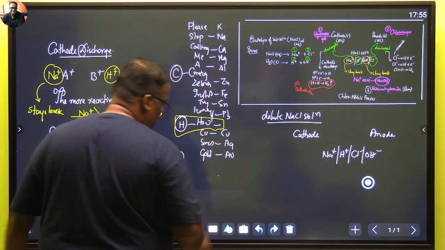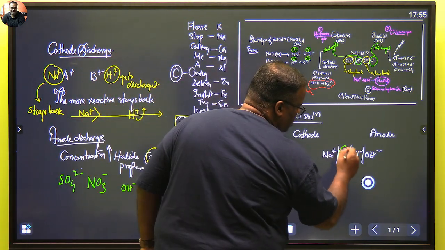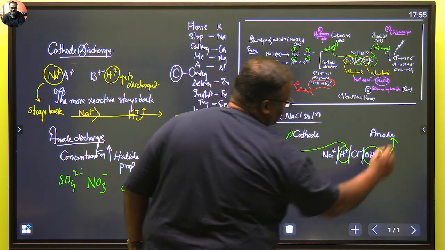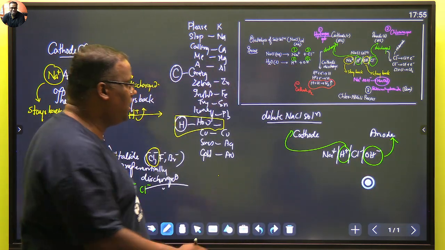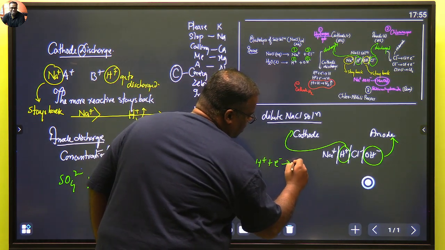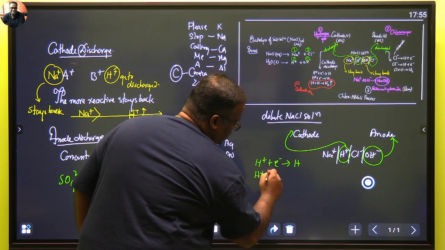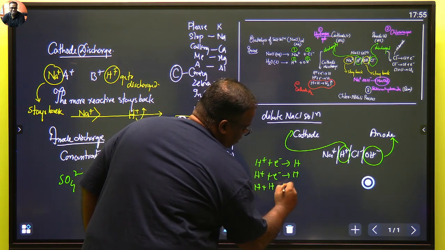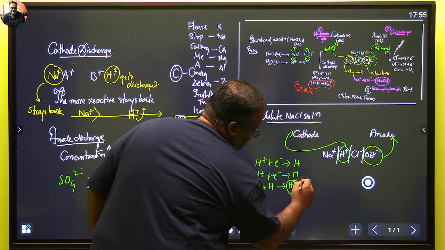So हमें यहाँ पे क्या देखने को मिलेगा? We are going to see H plus getting discharged at cathode and OH minus getting discharged at anode. How the reactions will be? H plus will again gain an electron and become H. Another H plus will gain an electron, become H. 2H will combine together to give you H2, and this is what is getting discharged.